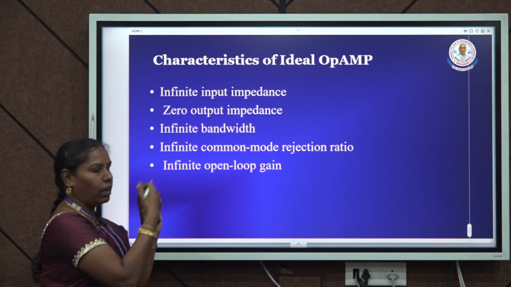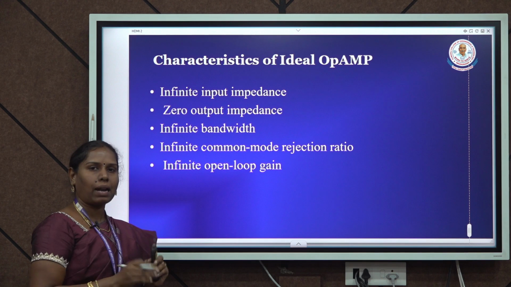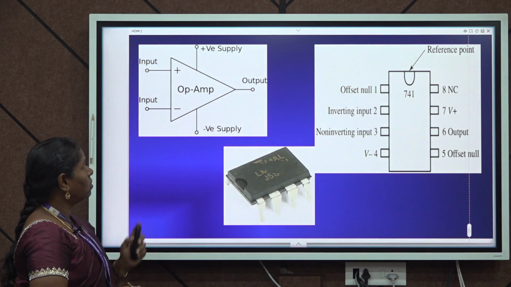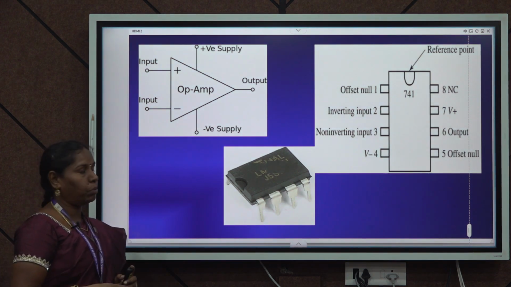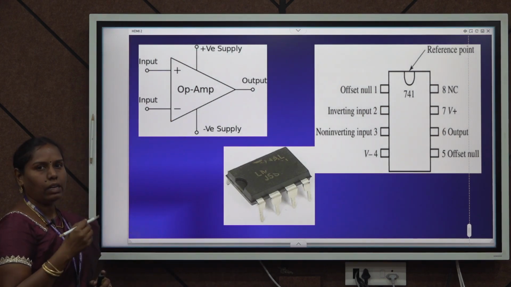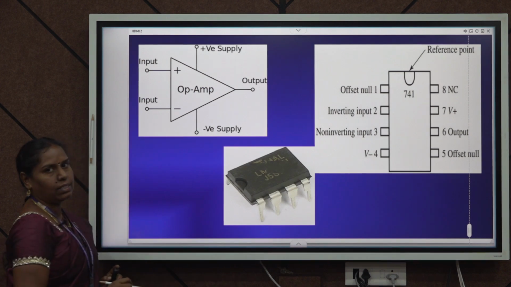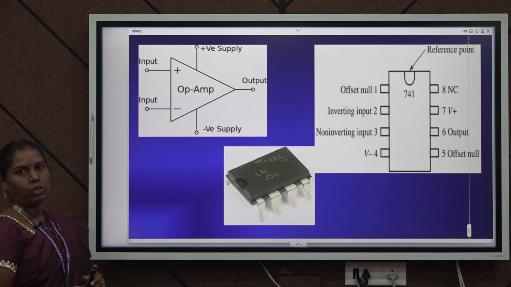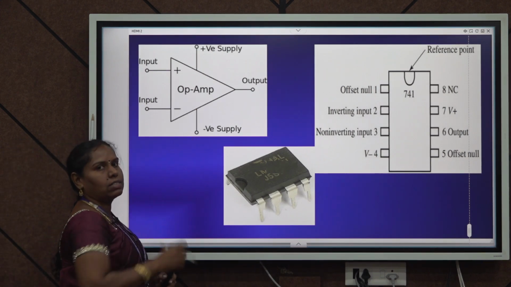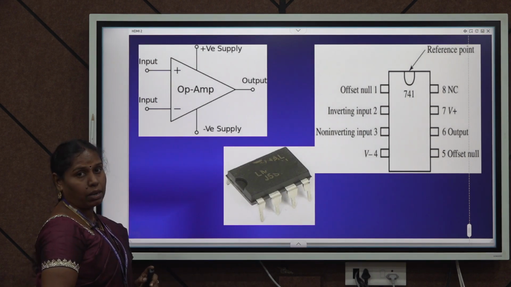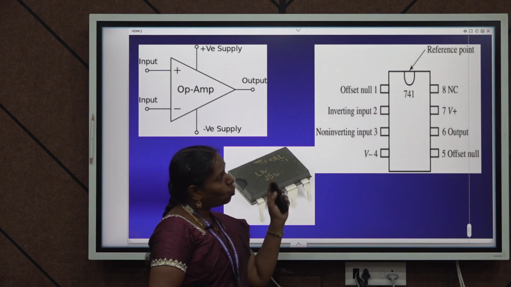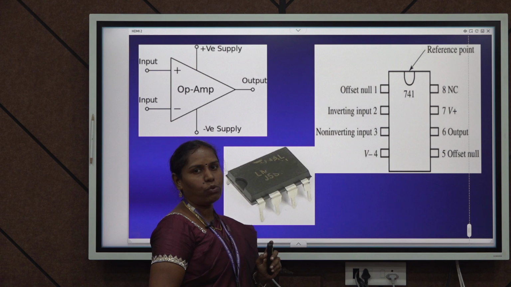So this is about the characteristics of ideal operational amplifiers. The values lie at either infinite or 0, but in practical cases the values are finite numbers. This is the symbolic representation of operational amplifiers. It is represented in triangular form. The plus sign indicates the non-inverting input and the minus sign indicates the inverting input. For excitation of the operational amplifier, we have to supply positive and negative power supplies, and we receive one output. And this is the pinout of the operational amplifier. IC 741 is one example of an operational amplifier.